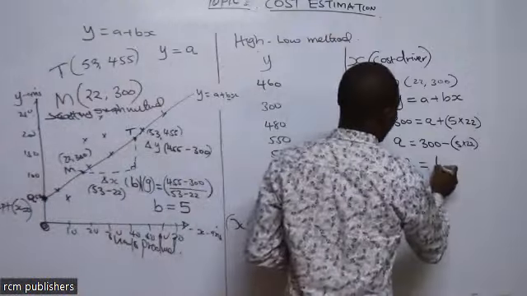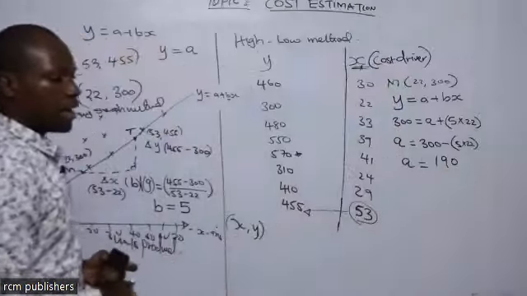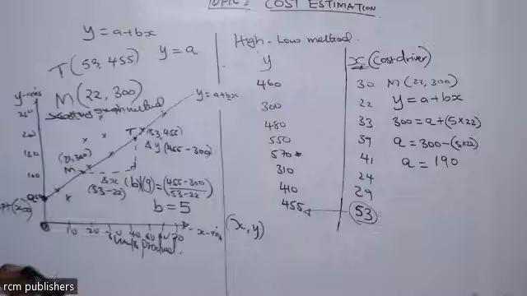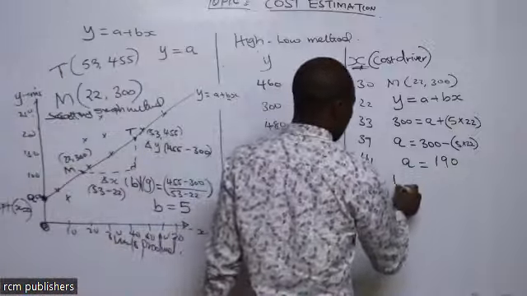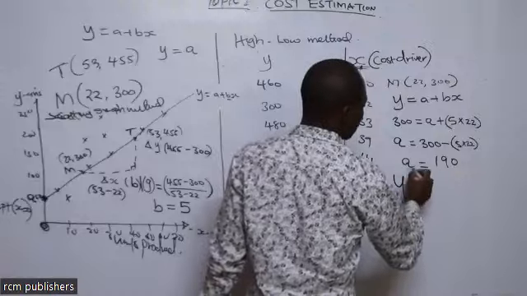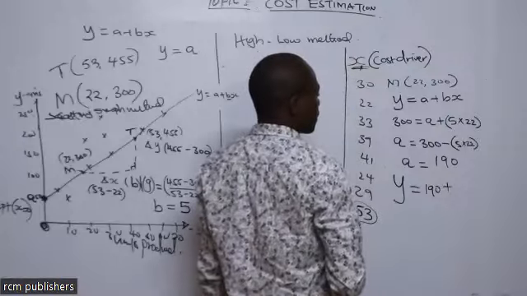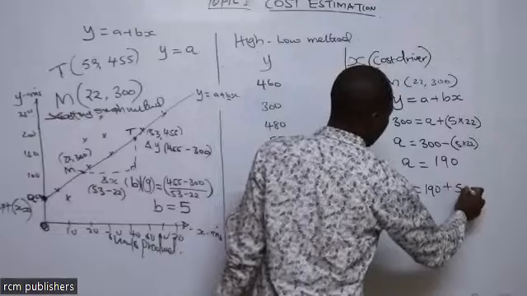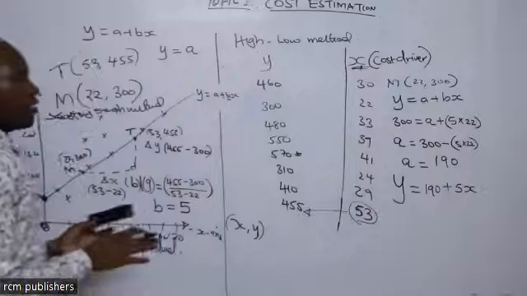I'm being told that it is 190. So once we get the value of a and b, it means we can now get our function. Our cost function y is equal to a, which is 190, plus bx. So what is b? It is 5x. We've created our cost function.